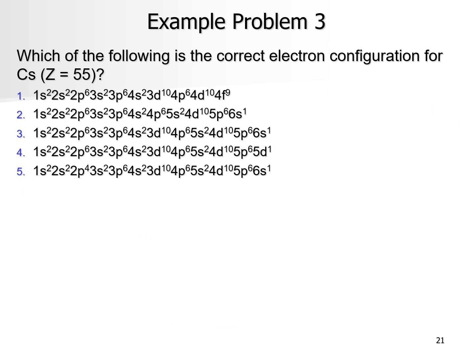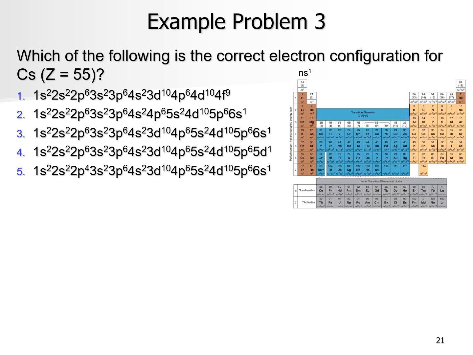Our third example problem has 2 questions. So first question, we try to figure out which one is the correct electron configuration for cesium. There are a lot of electron configurations for us to look at. First, I like to have a periodic table ready because I'd like to know what is the last electron configuration for cesium.